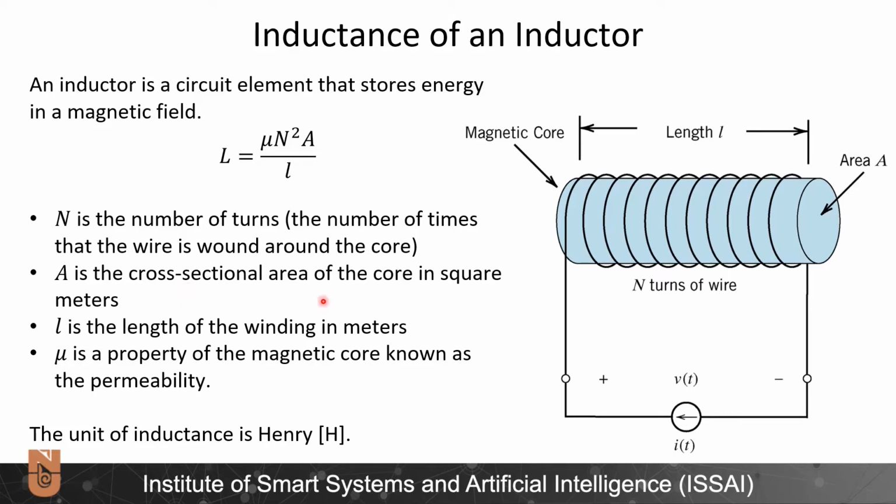A is the cross-sectional area of the core in square meters. L is the length of the winding in meters, and this might be very, very long. And when this is very long, in addition to the inductance value, actually we start to have an internal resistance of the inductor. And secondly, mu is a property of the magnetic core known as the magnetic permeability. The unit of inductance is Henry, abbreviated with the capital letter H.